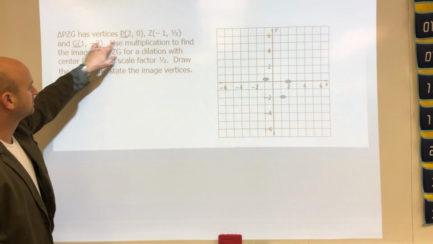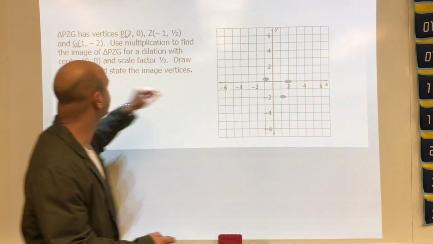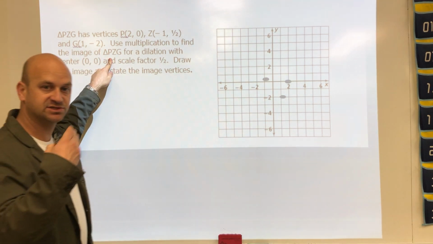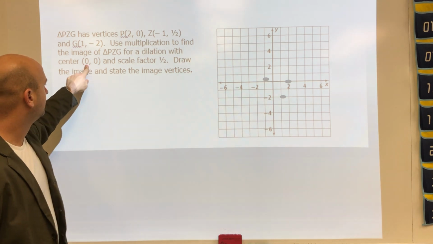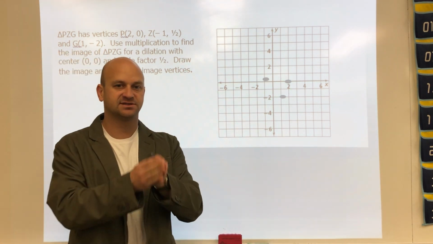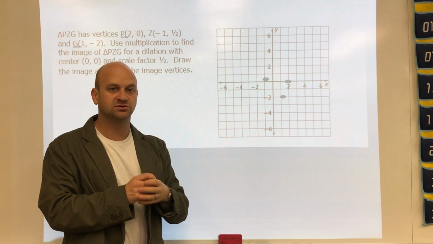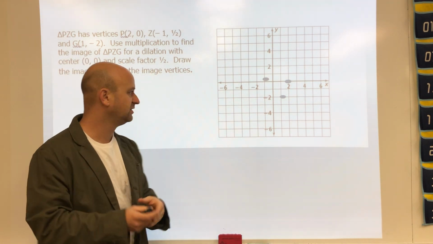Okay, so here's a case where we're given vertices right here, which we graphed. We're going to use multiplication to find the image. That means the new, right? It's centered at the origin. So for today's lesson, everything's centered at the origin. And it's a scale factor of half. So what we do is we multiply the coordinates by half, right?